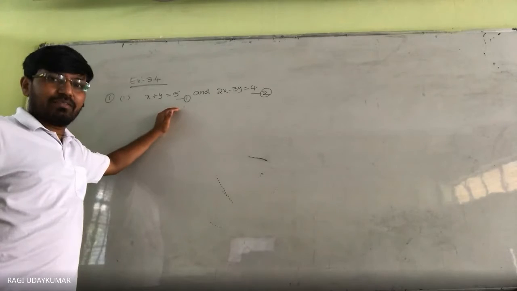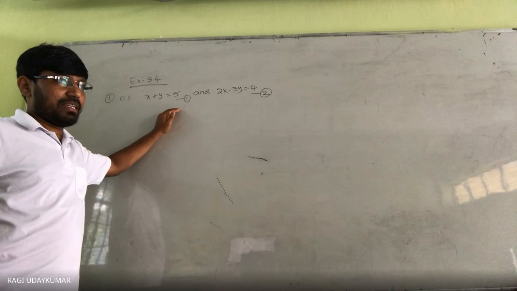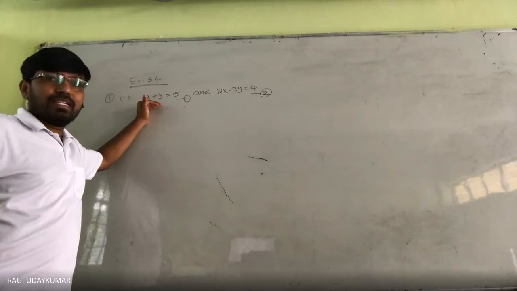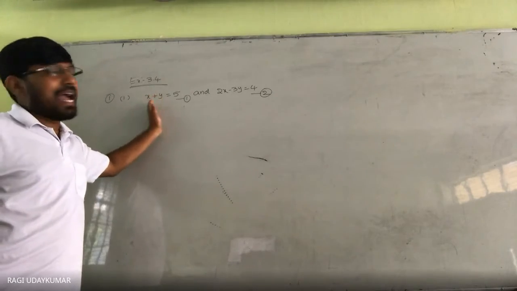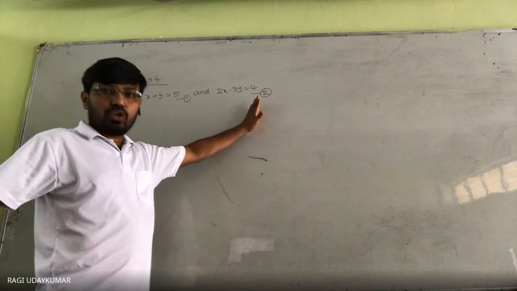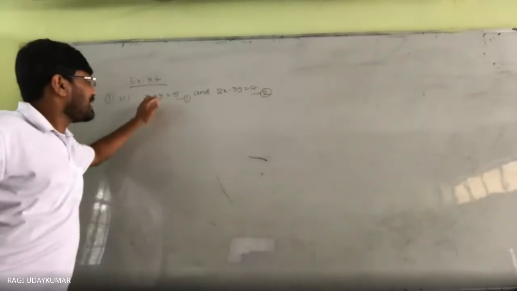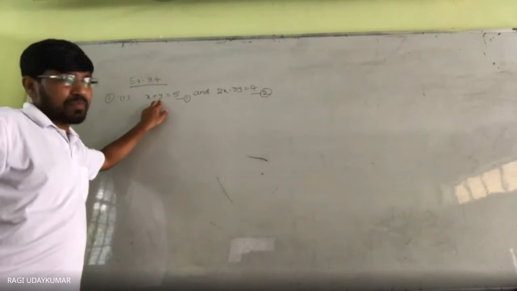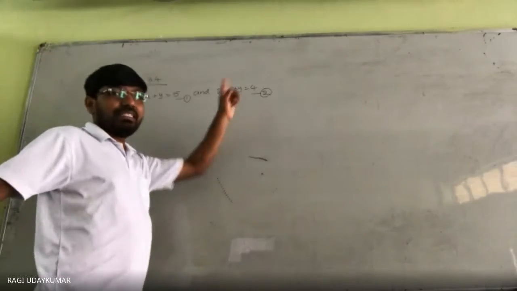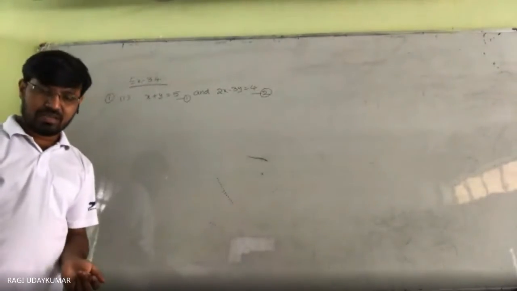Another way: equation 1 can be multiplied by 3 and added to equation 2. When you multiply by 3, it becomes plus 3y here and minus 3y there. In that situation, add the equations. Plus and minus cancel when you add.